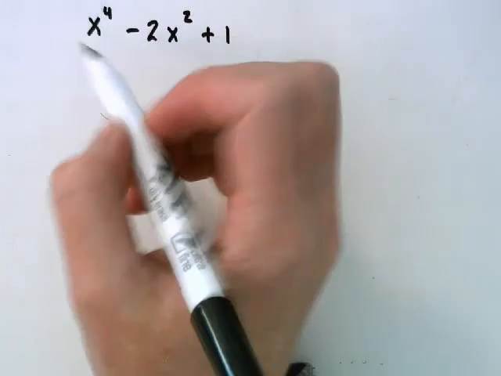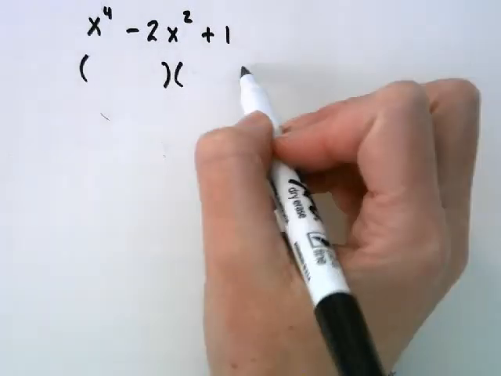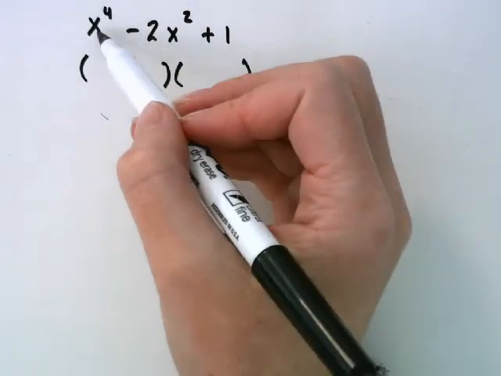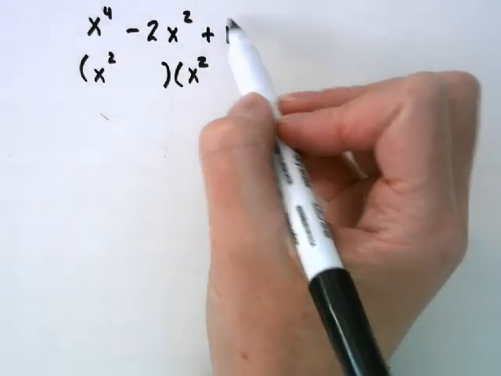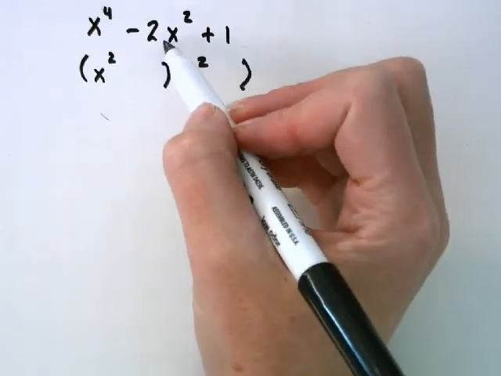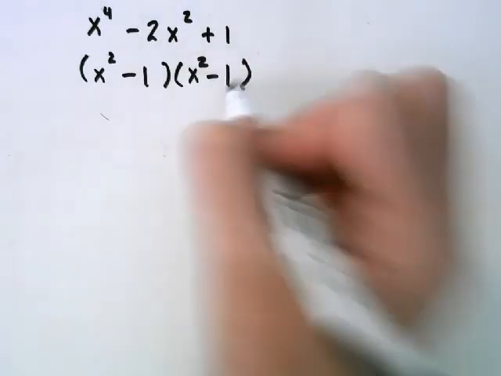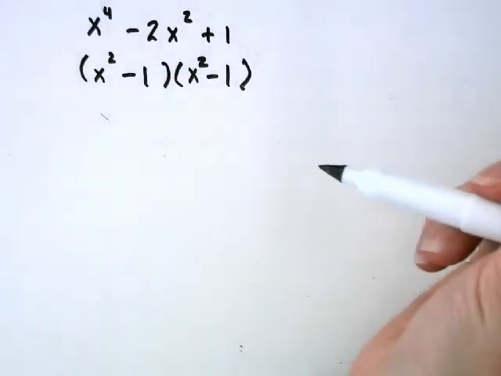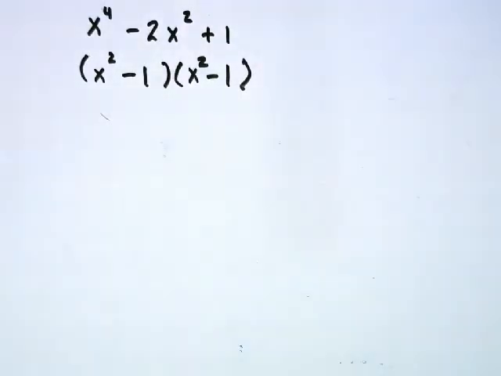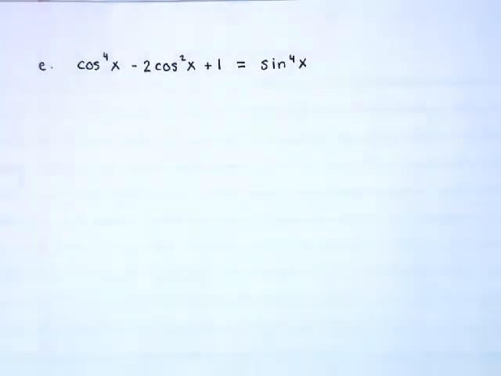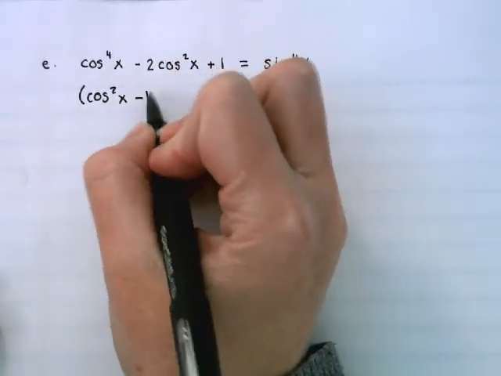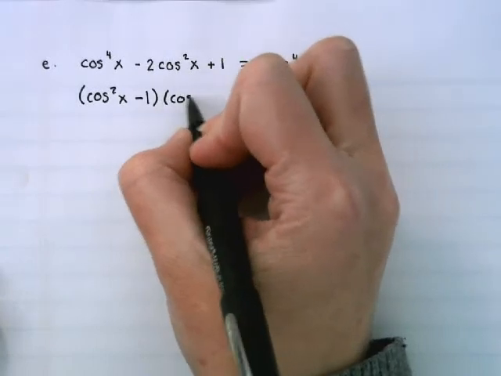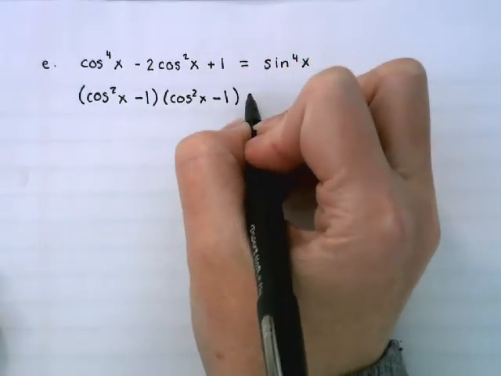Well, the key here is going to be factoring, and if I factored this, we're looking for 2 things that multiply to get x to the 4th. That's going to be x squared and x squared. And then 2 things that multiply to get positive 1 but add up to get a negative 2 would be minus 1, minus 1. We're going to do that same thing just with cosine. So this is now going to be cosine squared x minus 1 times cosine squared x minus 1.